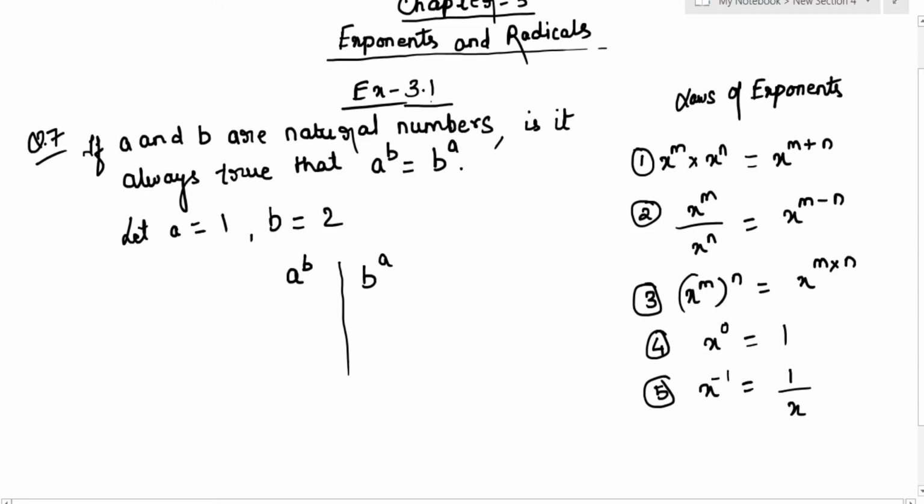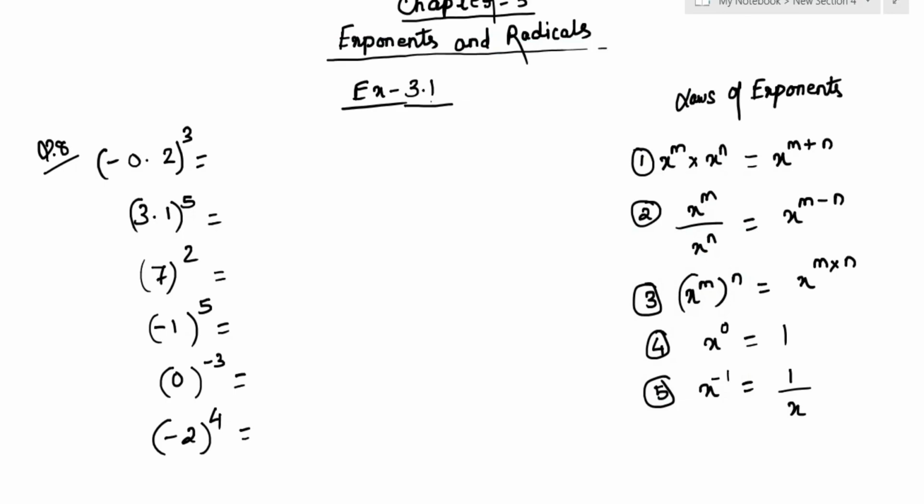So the value of a to the power b is 1 to the power 2. Here the value of b to the power a is 2 to the power 1. 1 ka square 1 hota hai, and 2 to the power 1 2 hota hai. So clearly we can see that 1 is not equal to 2. So by this example we have shown that a to the power b is not equal to b to the power a. So hence the given statement a to the power b is equal to b to the power a is false. That cannot be true, by the given example.